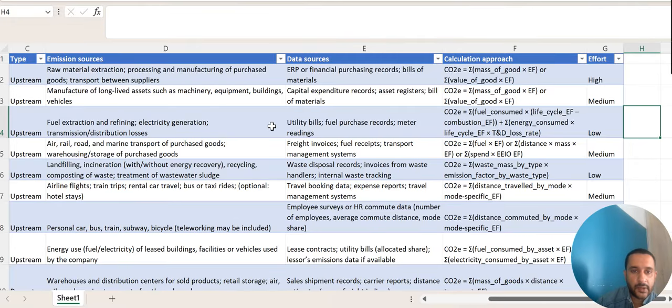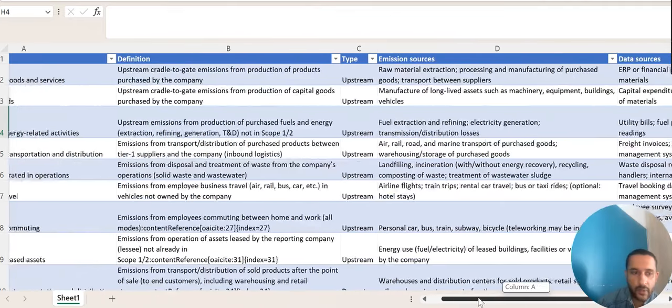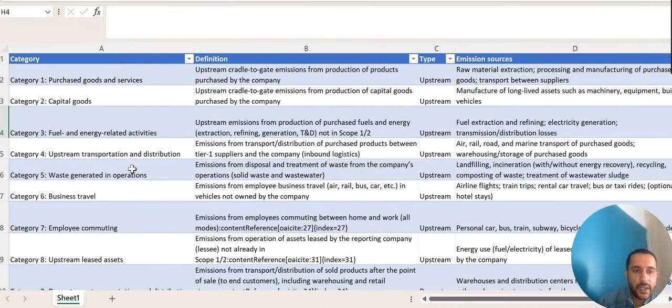So in case of category 3, it's utility bills. In case of category 4, freight invoices. Then you have waste generated in operations. So emissions from disposal and treatment of waste from the company's operations. So this is the treatment which is happening at the third party side, right? As at the disposal point, not inside the boundary of your company. So those are also taken into account.